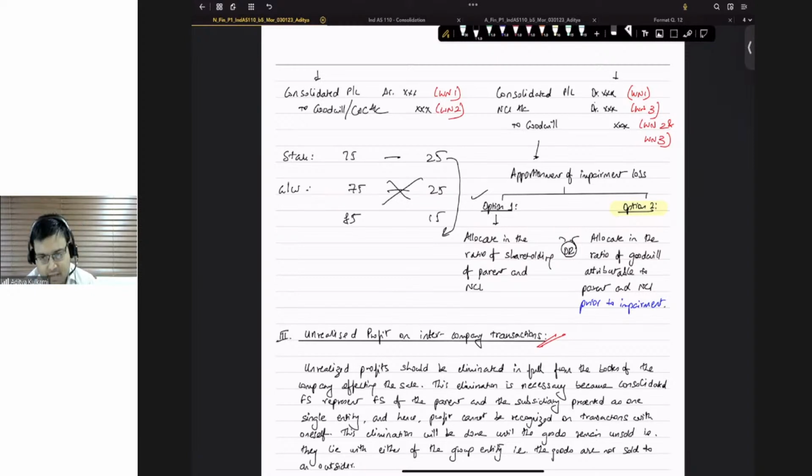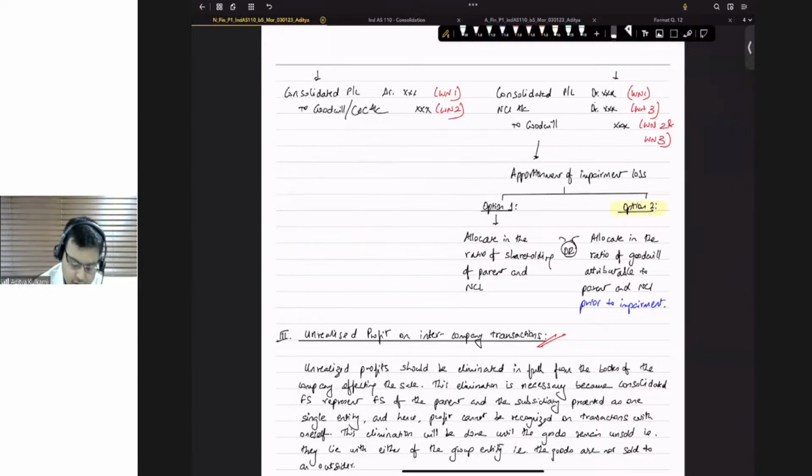Okay, so personally I would go with option 2, but academically please stick to option 1. And option 1, I'm not saying it's completely wrong. Okay, option 1 bhi sahi hai, but for me I would always follow option 2. It makes more sense to me. Standard क्या बोलता है? Standard कुछ भी नहीं बोलता है. The standard only tells if it is full goodwill, allocate the impairment loss to the parent as well as the NCI. That's it. कौन से ratio में, that is all a matter of principle which you will have to follow. Okay, so that takes care of impairment of goodwill also.